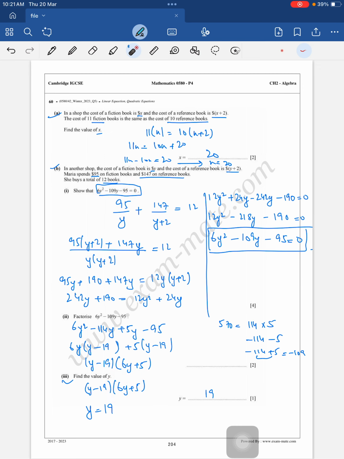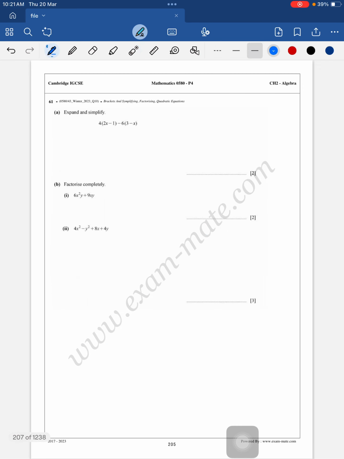Clear? Question number 61, we have expand and simplify. 4 into 2x is 8x, 4 into 1 is 4, minus 6 into 3 is 18, plus 6 into x is 6x. So 8x plus 6x is 14x, minus 18 minus 4 is minus 22.